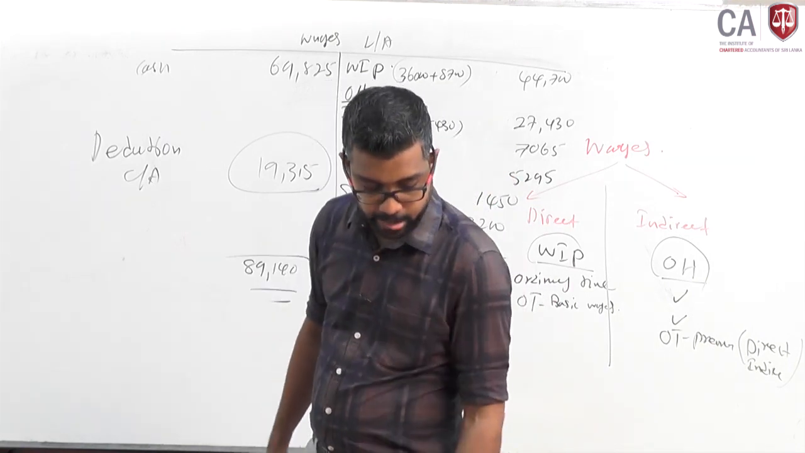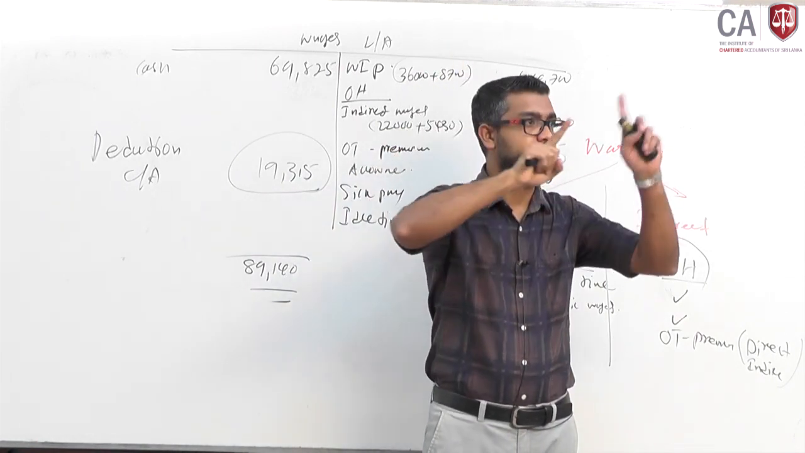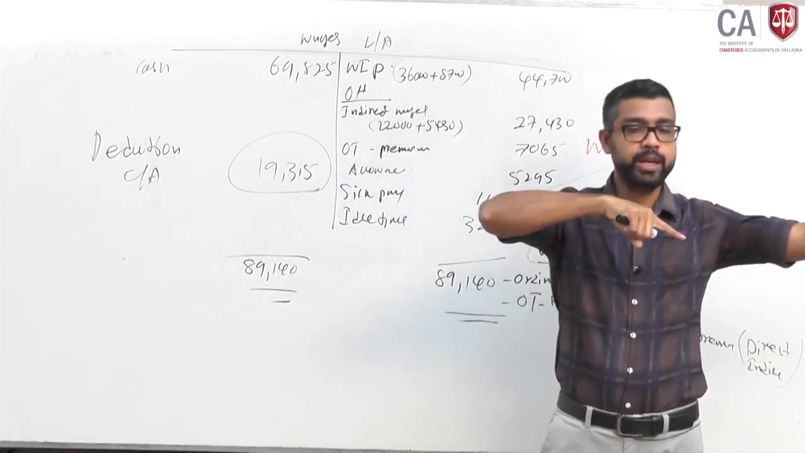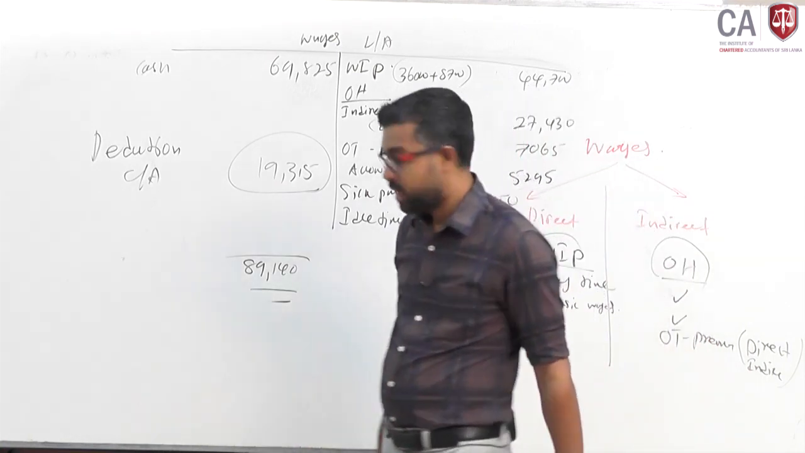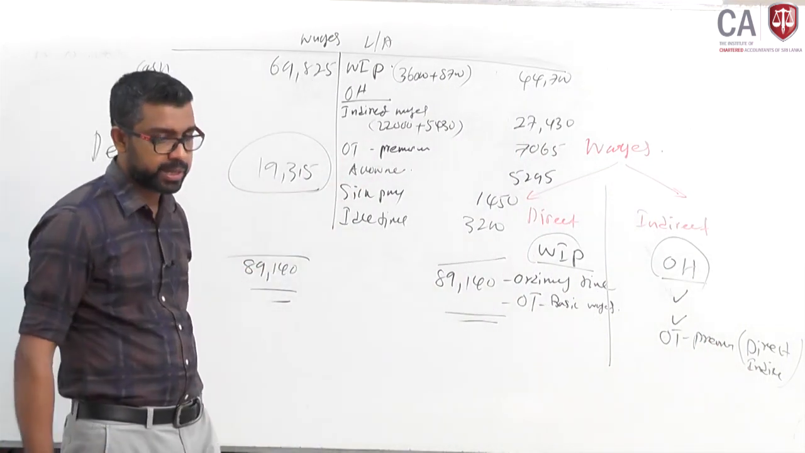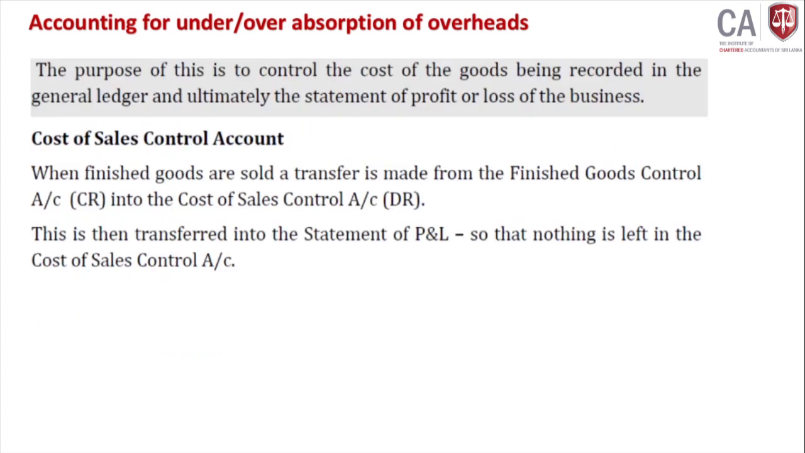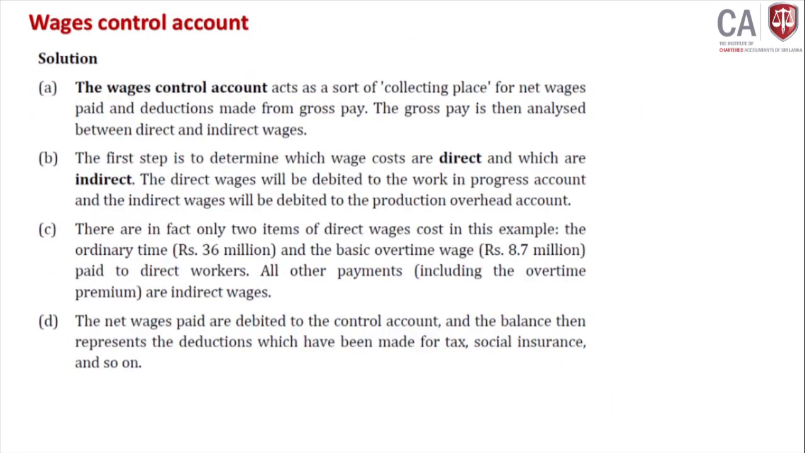What is next? We discussed raw materials going to WIP, WIP issued to finished goods, and finished goods to cost of sales. We also learned how to post the salary control accounts. Next one, the wages control account solution. The logic is explained here properly. Look at this solution.